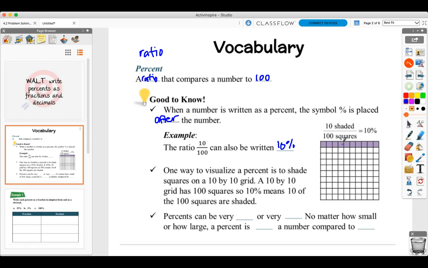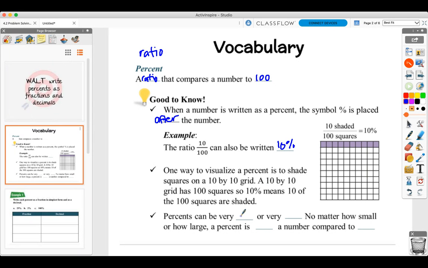Okay, so remember, we did 10 by 10 grids yesterday. So it's just 10 little small boxes out of 100, 10 shaded, 100 total squares. It's going to be 10%. One way to visualize a percent is to shade squares of a 10 by 10 grid. A 10 by 10 grid has 100 squares, so 10% means 10 over 100 as shaded.